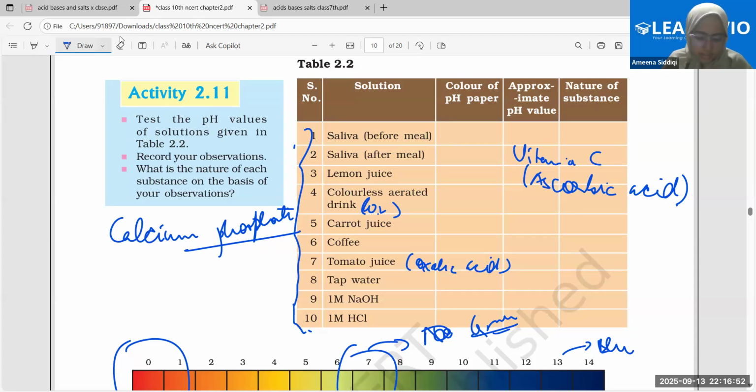Tap water, will that be acidic or basic? Yes, Sachin, base. Good. So around 7.5 to 8, that will be the value.